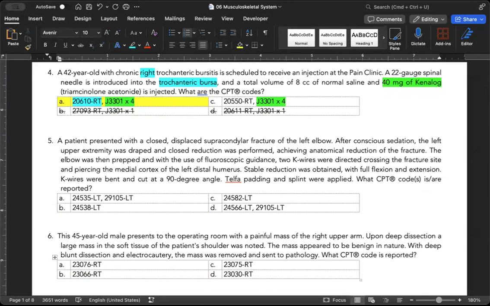All right. Number 5, we have a patient presented with a closed displaced supracondylar fracture of the left elbow. After conscious sedation, the left upper extremity was draped and closed reduction was performed, achieving anatomical reduction of the fracture. The elbow is then prepped, and with the use of fluoroscopic guidance, 2 K wires were directed, crossing the fracture site and piercing the medial cortex of the left distal humerus. Stable reduction was obtained with full flexion and extension. K wires were bent and cut at a 90-degree angle. Telfa padding and splint were applied. So what CPT codes are we going to report?